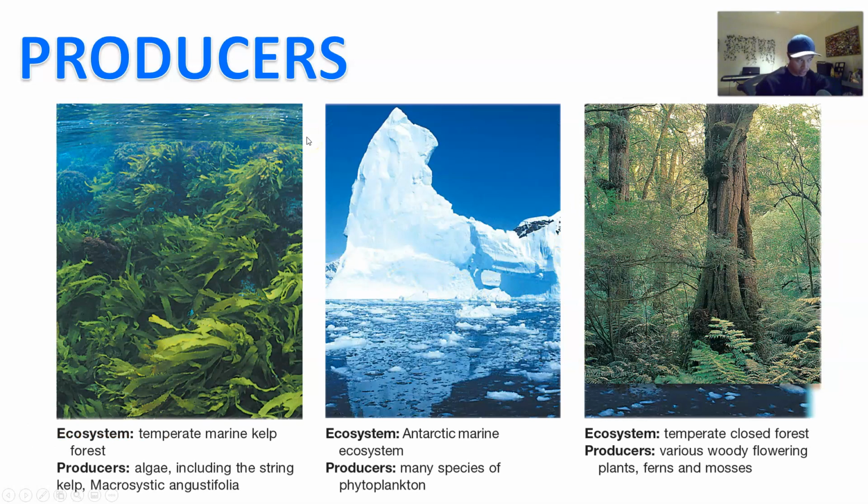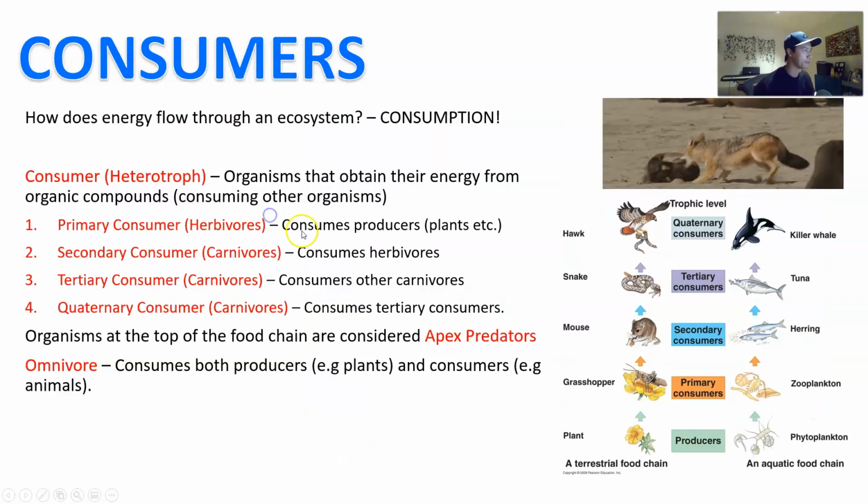Now, producers have different environments. So if you are thinking about a terrestrial one, like a rainforest or a temperate forest, it's most likely going to be the plants, the ferns, and the mosses. If it's like a cold environment, it could probably be the phytoplankton in the water. Or if it's like a marine environment, like a kelp forest, it's going to be the algae, which is a group of organisms that is neither plants, animals, or bacteria or anything like that.